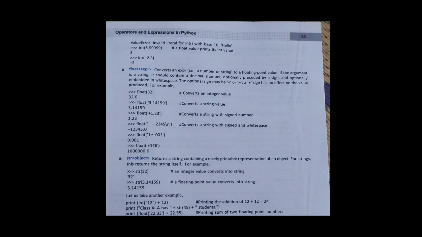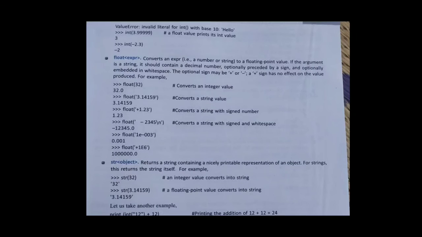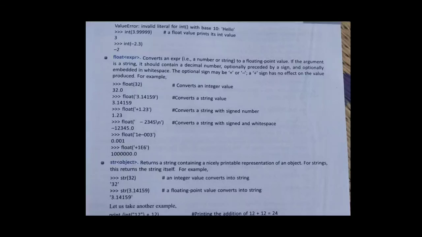Next one, float, it is the same as integer. This function converts the given value into a float value. So you can see the example float 32, it will convert into 32.0. When we write float of the string 3.14159, this value is also converted into 3.14159. Then one more, float of the string plus 1.23, it gets converted into 1.23. Another one is a string with backslash n, meaning new line, so it is also converted into a float value.